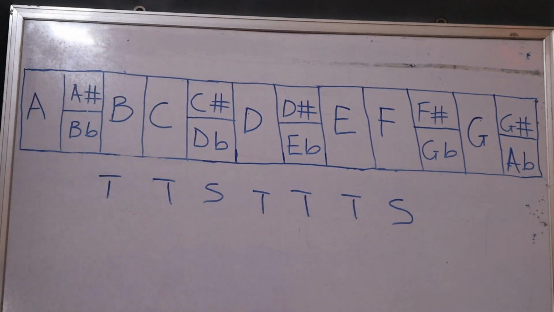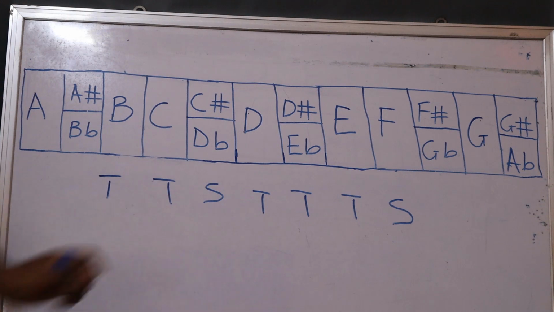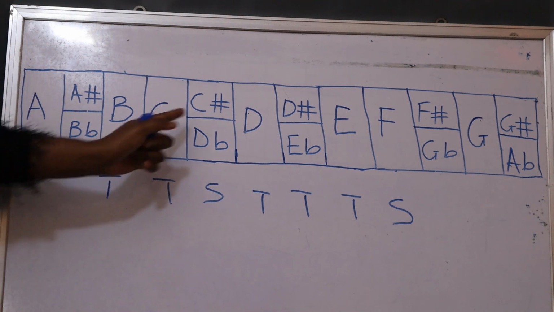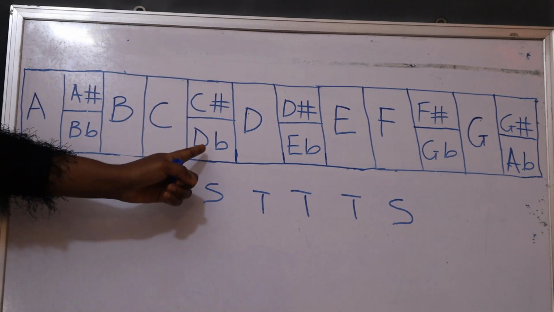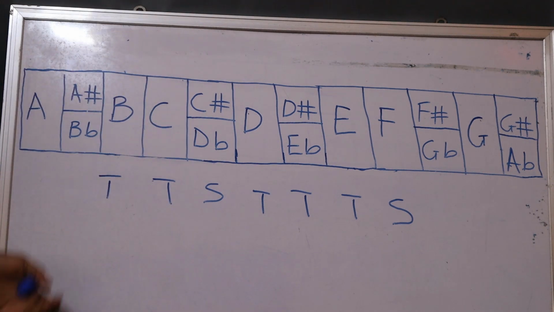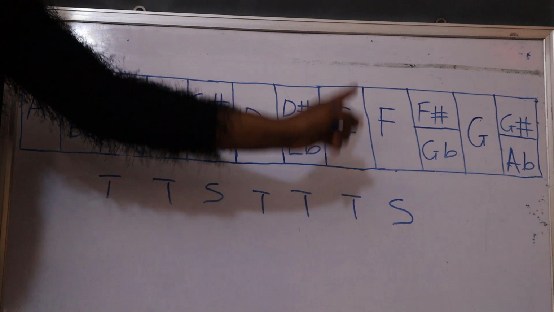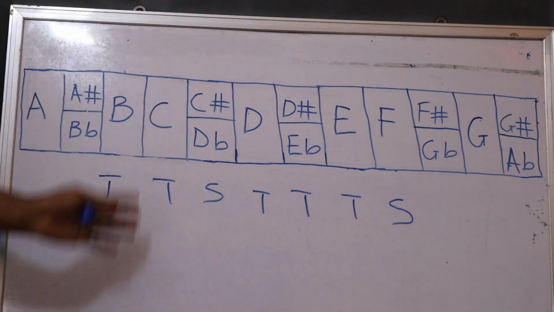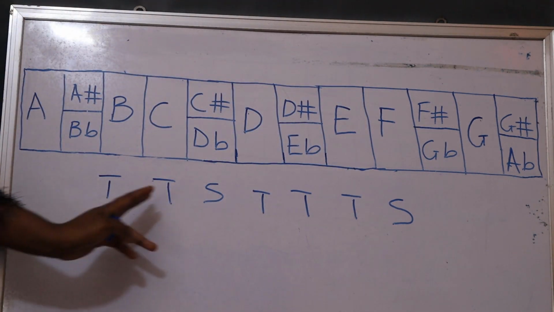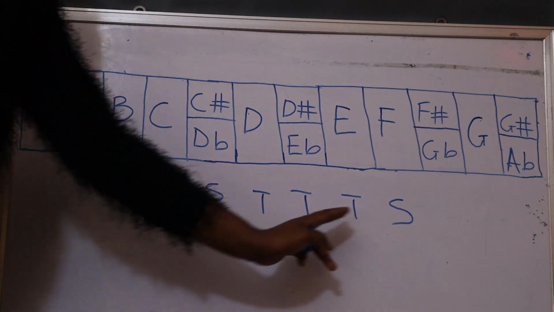As a practice, I would say you should get a sheet of paper or whatever writing material you want to use and just try different scales. Try the C sharp major scale, for example. Try the D major scale, try the E major scale, try F, try whatever. Just use this formula: tone, tone, semitone, tone, tone, tone, semitone.